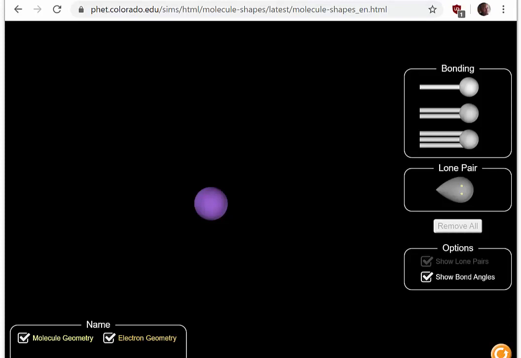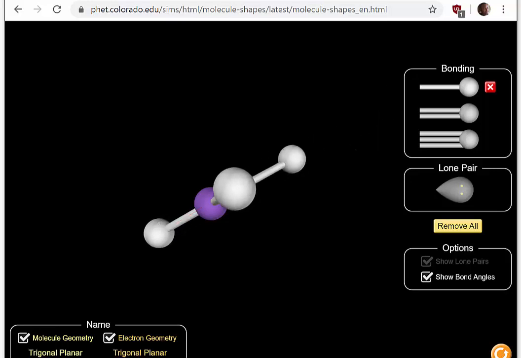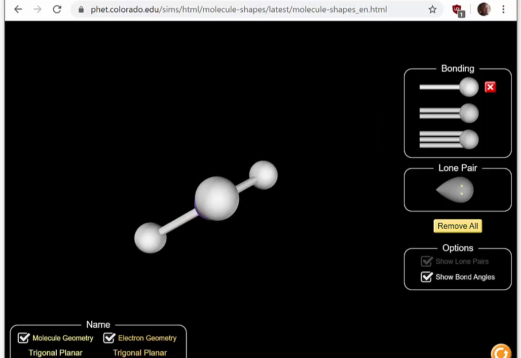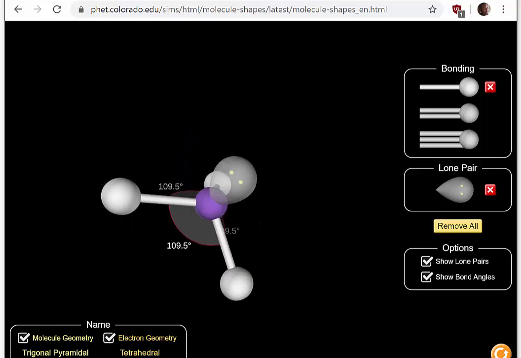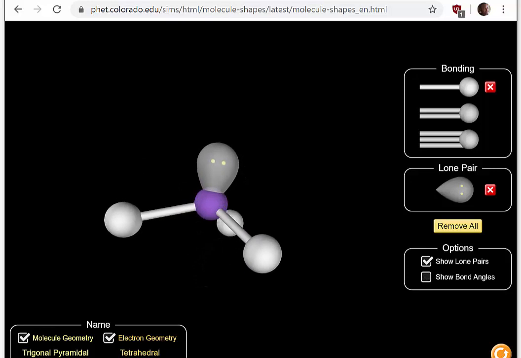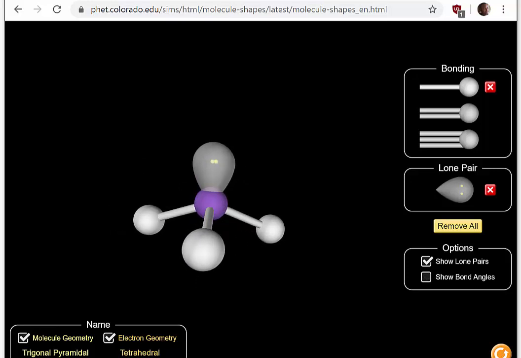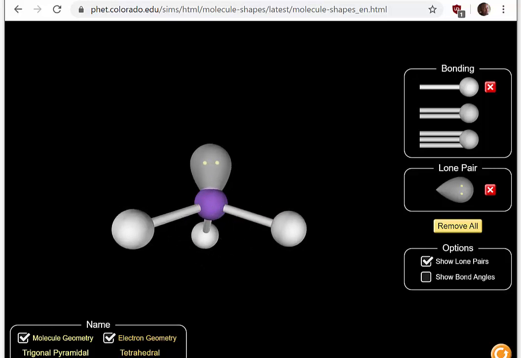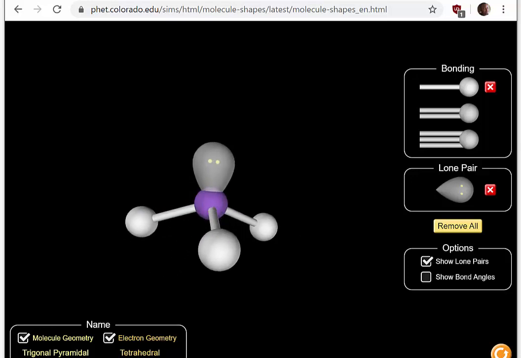Let us add 3 outer atoms and let us add 1 lone pair. Now, this is what AB3E-type molecule will look like. 3 outer atoms and 1 lone pair on the central atom. If you look at it properly, you will see that the 3 outer atoms, they are like the legs of a tripod. And if you imagine the lone pair as an atom, then the electron geometry of this shape will be tetrahedral.